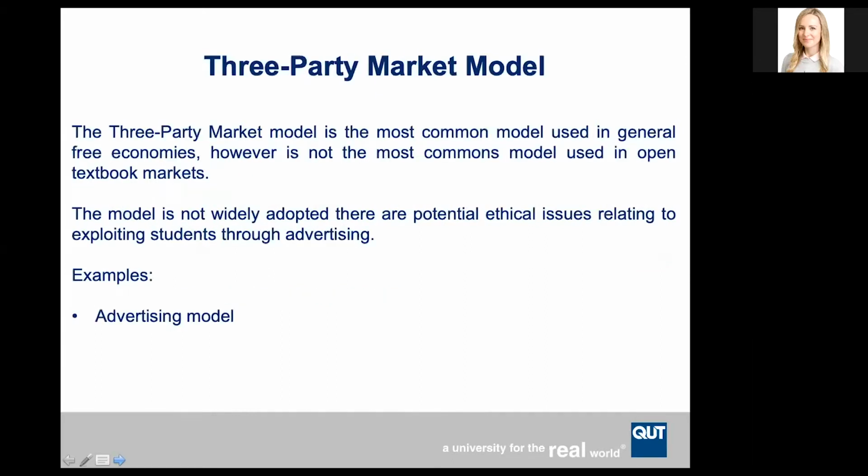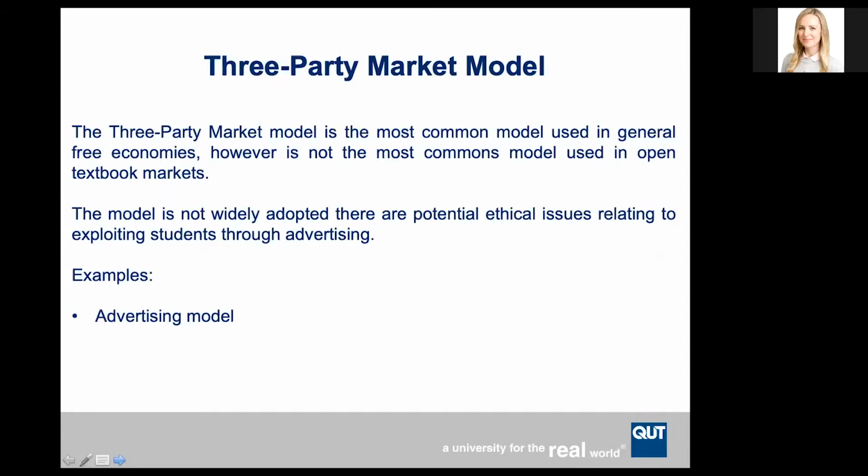The other model I'm looking at is the three-party market model, and this model is commonly used. It's the most common model used in general free economies, but it is not the most common model used in open textbook markets. So the most prime example of this type of model is an advertising model. For instance, if this was to be used in a textbook, it would have an open textbook that had advertising throughout the textbook, which would subsidize the cost of creation in the hopes that the students accessing the textbook would then purchase the products being advertised.